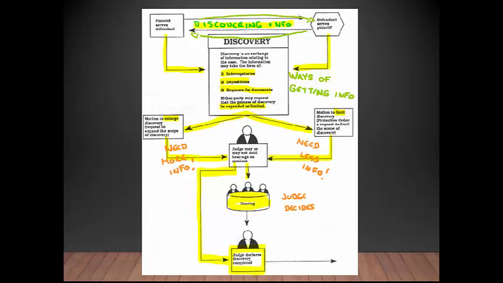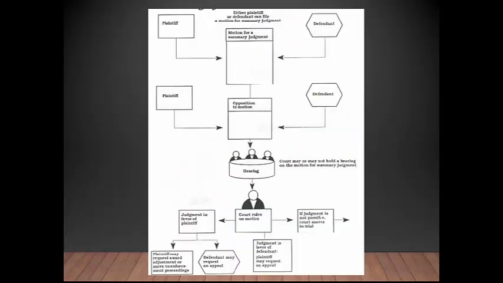At some point, discovery ends. No more information is collected, and it moves to the next stage. Remember what I said before. There are three main stages to a lawsuit: pre-trial, trial, and post-trial. We're still in pre-trial. There are two more big stops before we get to the trial. Stop one, a motion for summary judgment, or MSJ.